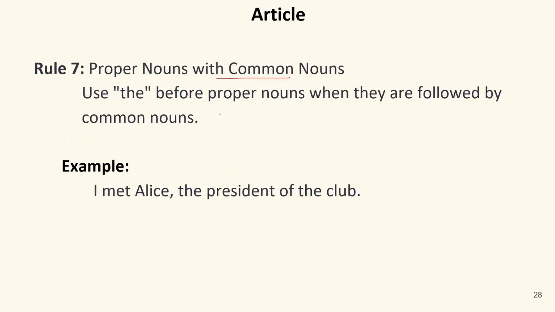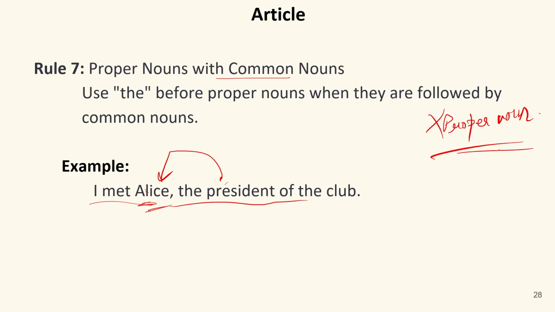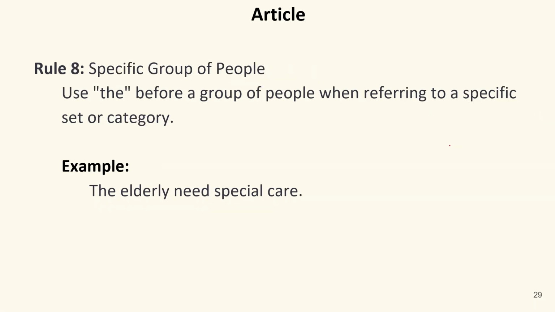Proper nouns with common nouns. Suppose I am writing proper noun and common noun together. So at that time, even we use the. I met Alice. Who is Alice? The president of the club. So the president represents the Alice. Sorry, Alice. Now, with proper noun, we do not use any article. But whenever we make a proper noun a common noun, we use an article.